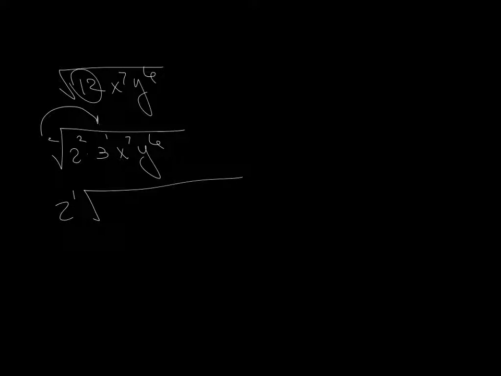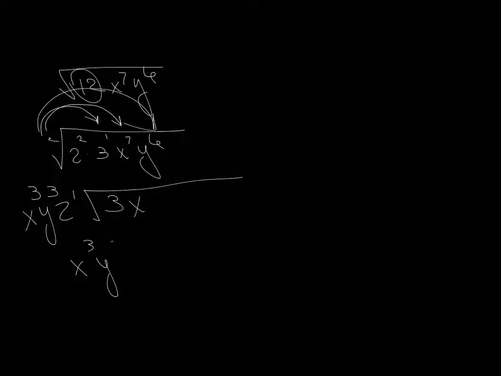2 does not go into 1, so the 3 just stays there. 2 goes into 7 3 times with 1 left over. 2 goes into 6 3 times with nothing left over. So my answer is x cubed y cubed. Oh, I'm sorry, that's a 2, isn't it? Put the 2 in front. Square root of what was left over. Okay, so that ends up being what I get there for 12x to the 7th y to the 6th.